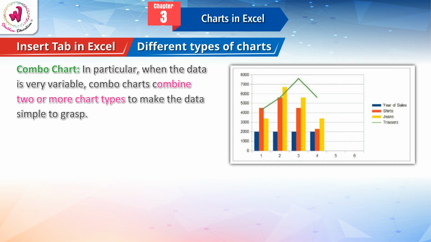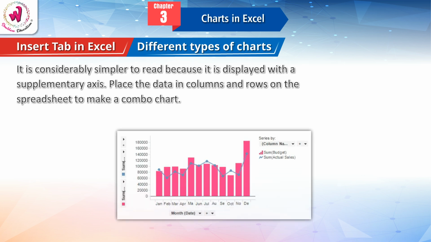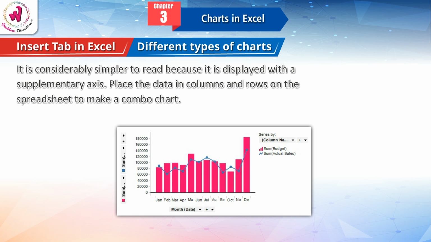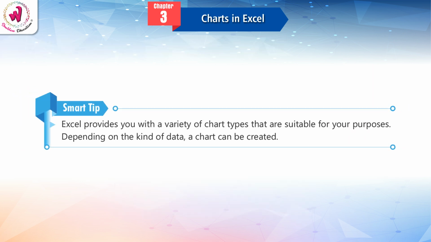Combo chart. In particular, when the data is very variable, combo charts combine two or more chart types to make the data simple to grasp. It is considerably simpler to read because it is displayed with a supplementary axis. Place the data in columns and rows on the spreadsheet to make a combo chart. Smart tip. Excel provides you with a variety of chart types that are suitable for your purposes. Depending on the kind of data, a chart can be created.